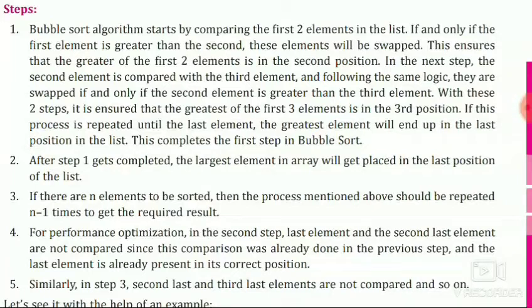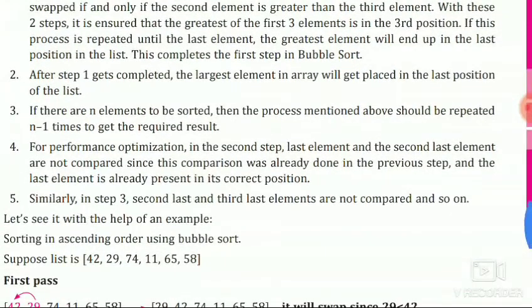For performance optimization, in the second step, the last element and the second last element are not compared, since this comparison was already done in the previous step and the last element is already in its correct position. Similarly, in step 3, the second last and third last elements are not compared, and so on. Let's see it with the help of an example: sorting in ascending order using bubble sort.